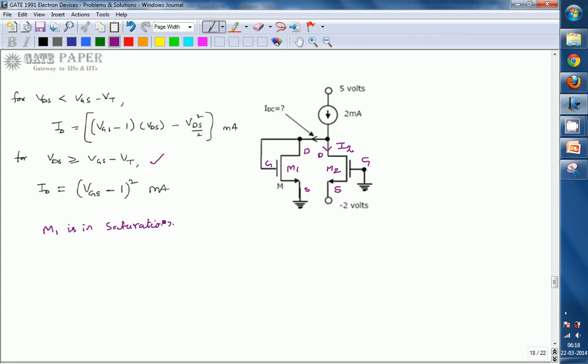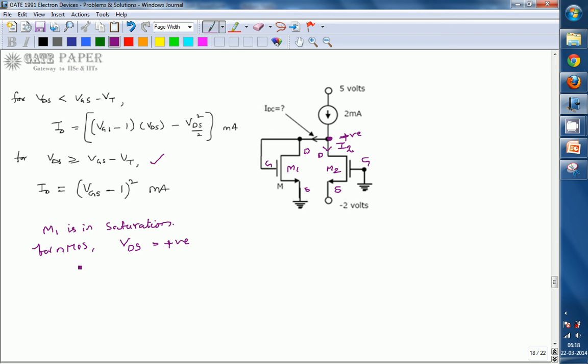This is of NMOS type. For NMOS, VDS is always positive, remember that. So the voltage across this point is positive voltage. The voltage at this point is always positive, remember that.